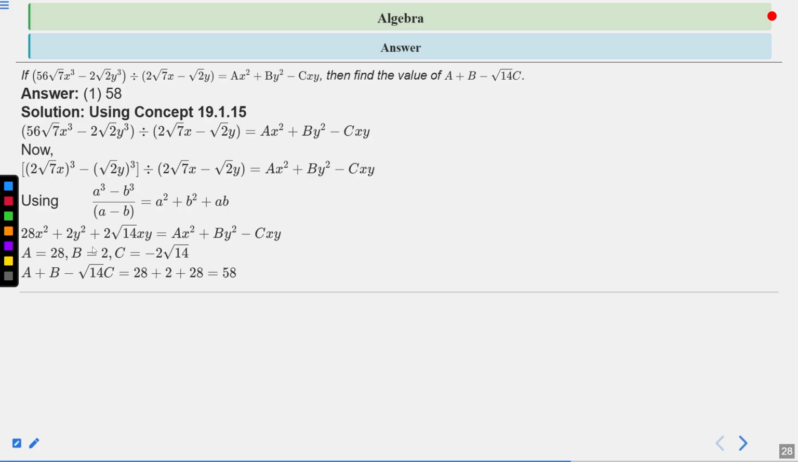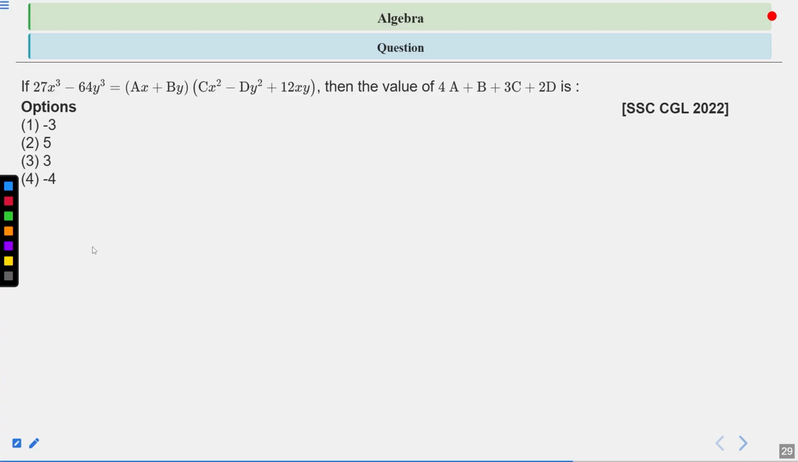Next one. If 27x³ − 64y³ is equal to (ax + by) in one bracket multiplying with (cx² − dy² + 12xy), then the value of 4a + b + 3c + 2d is, and this question was asked in the SSC CGL 2022 exam. There are four options. First one is −3, second is 5, third one is 3, and fourth one is −4. Now you have 10 seconds to analyze the question. Your time starts now.